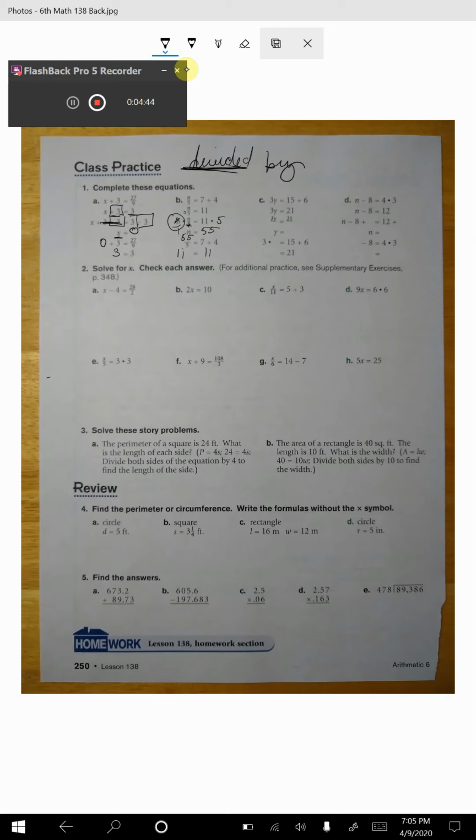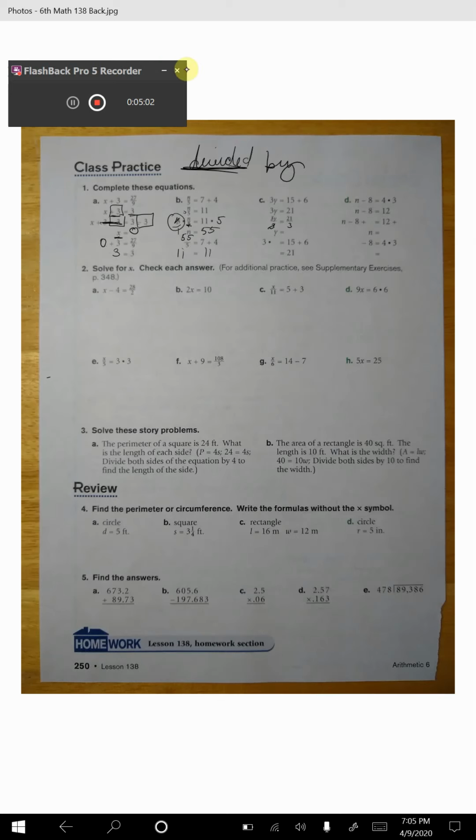This is 3 times y. So what I want to do is 3 divided by y. Do the opposite. So do 21 divided by 3 over here. All right, did I say y over there? I meant 3.